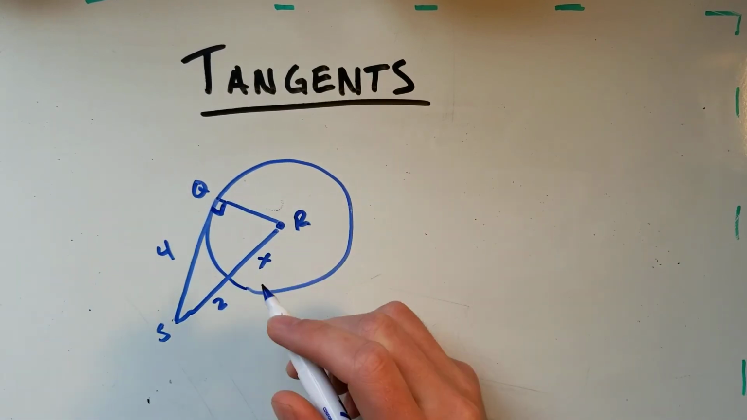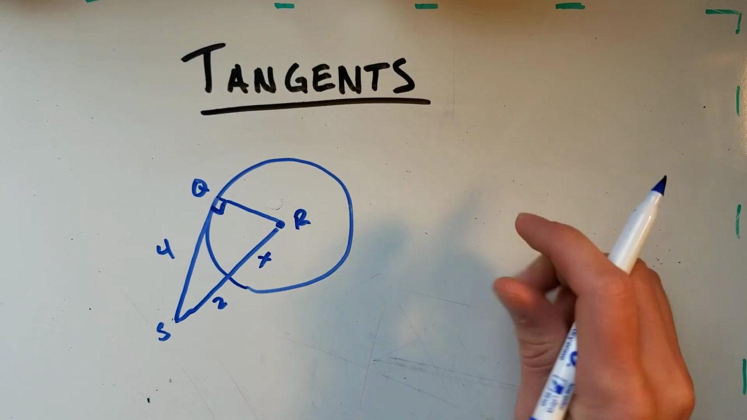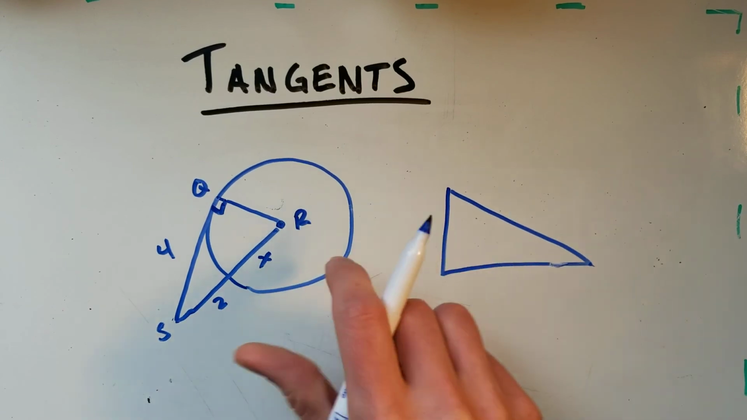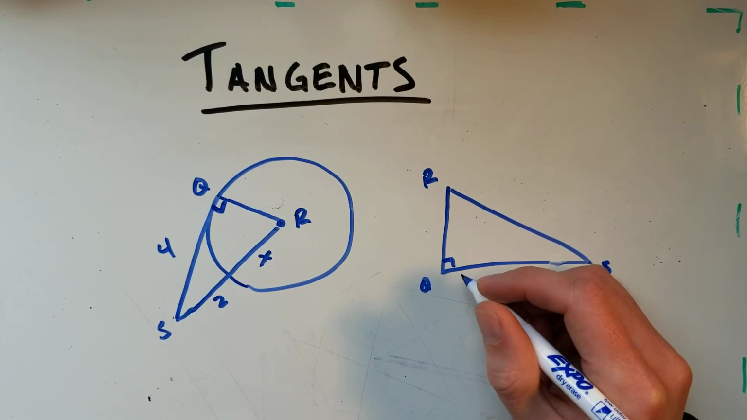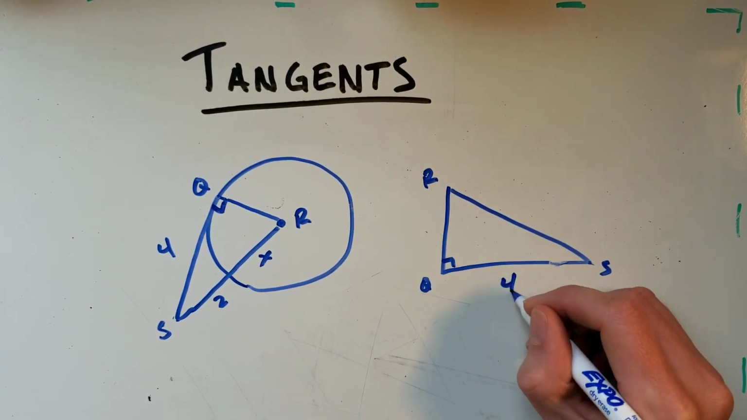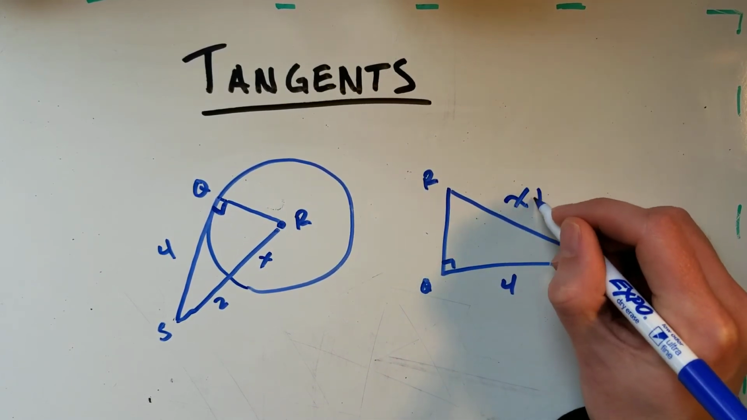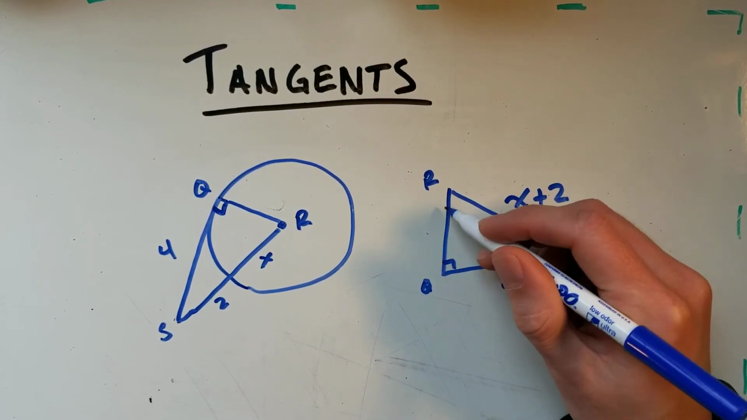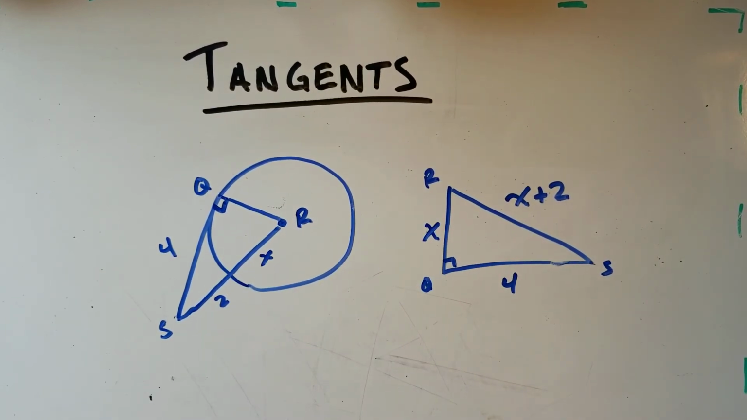And then to find our missing length, which is X here, we can use this right triangle. I'm going to flip it around a little bit so we can see it this way. If we flip it around, we would have RQS with a right angle, and we know QS was 4. We know this was made up of X and 2, so this whole side is X plus 2. And then this missing side here is also just a radius of the circle, so this should be X.